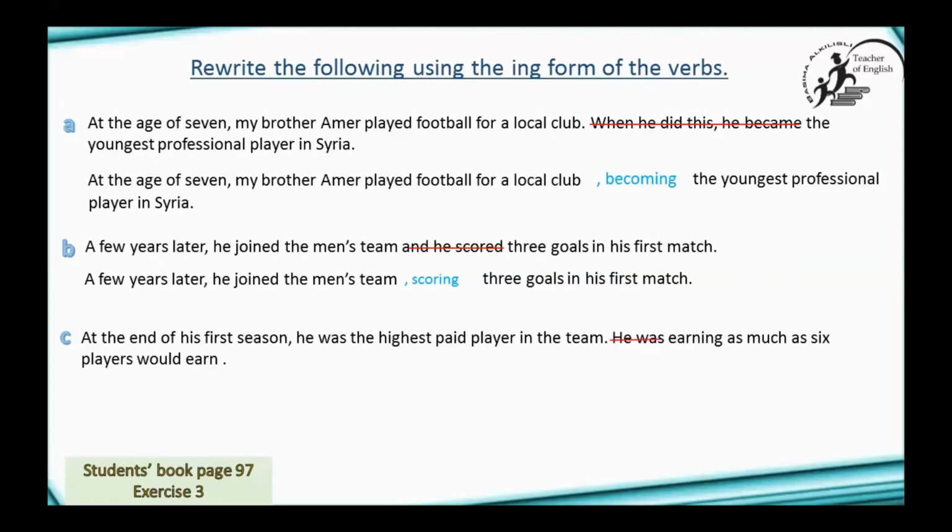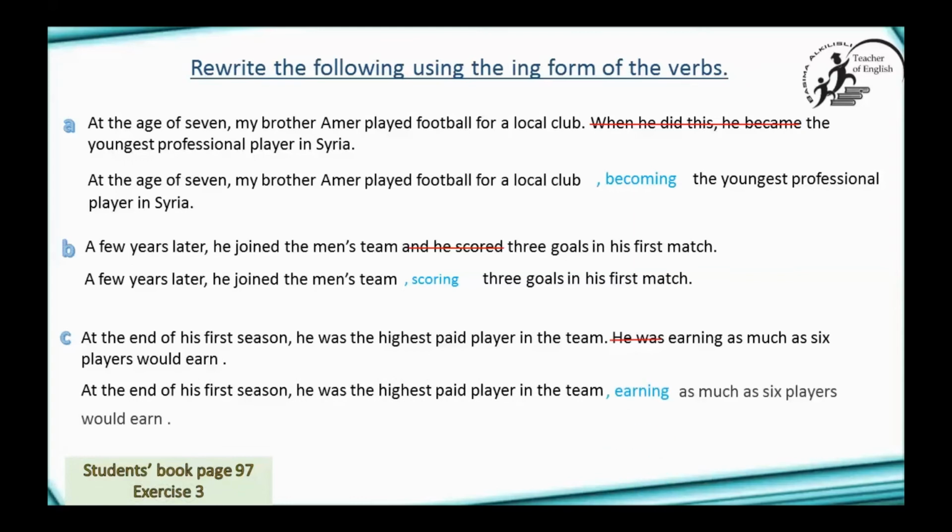First of all, we have said that we want to omit the subject and the verb. Of course, here earning is in the ing form, so there is no need to omit it. We have to omit the full stop. Put a comma, the main verb in the ing form, then we have to continue the rest of the second sentence.